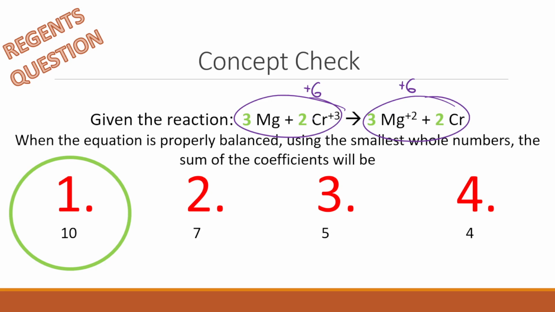You're trying to make sure that these are equal. And just like when we balanced equations normally, this is a little bit of trial and error. You're going to plug in a 1, does that work? You're going to plug in a 2, does that work? A 3, a 4? Work your way up, trying to make those charges on the left equal to the charges on the right.